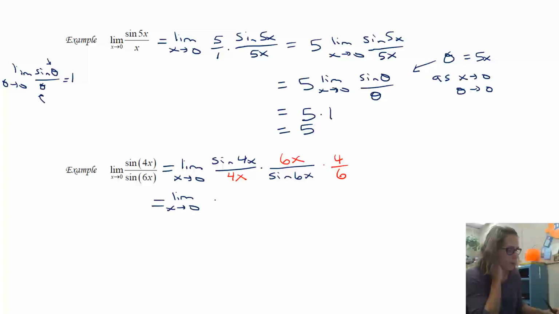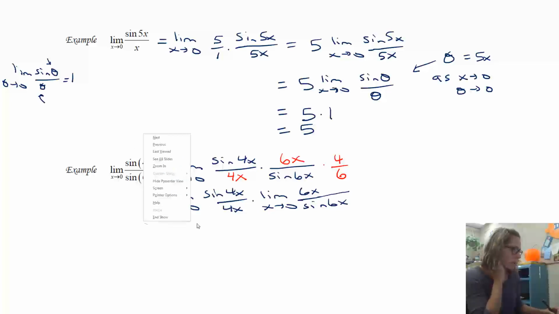And really it's just separating each thing into its own piece. So we have sine of 4x over 4x, and then we have the limit as x goes to 0 of 6x over sine of 6x. And then what I should have done is bring that constant 4 over 6 out to the front, because there's no reason not to, since it's just a constant and is not affected by the limit. So I'm just going to put it out in the front.